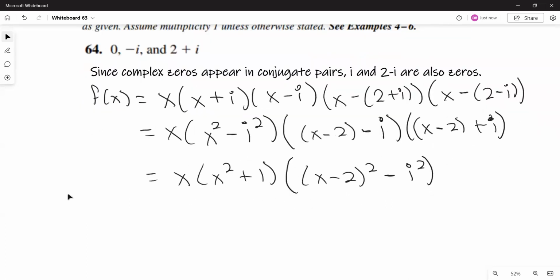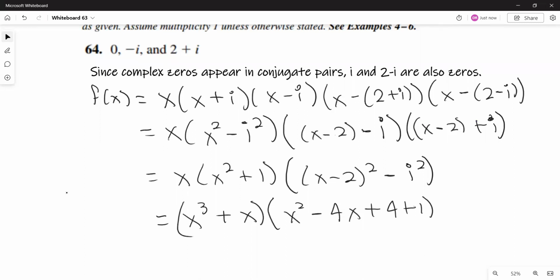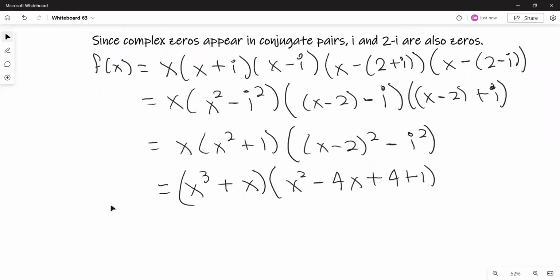Okay, so we have made some progress. I will distribute this x. x times x squared is x cubed plus x. And then x minus 2 squared is x squared minus 4x plus 4. And then minus i squared, that's going to be plus 1. And I need to, yeah, I'm multiplying the whole thing. And let's combine the 4 and the 1. This is x to the third plus x times x squared minus 4x plus 5.